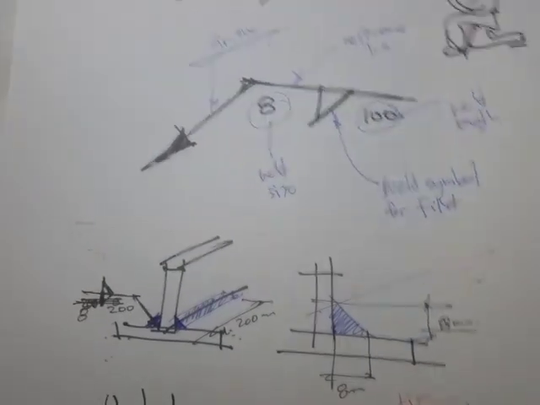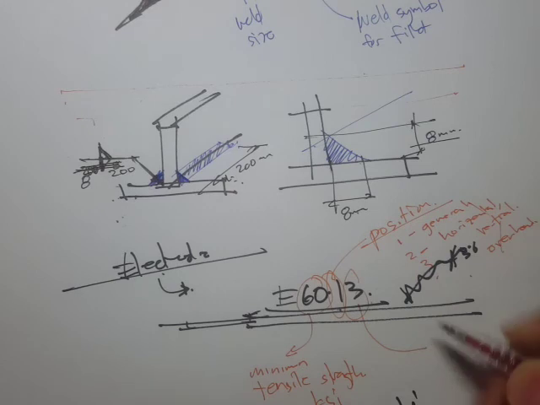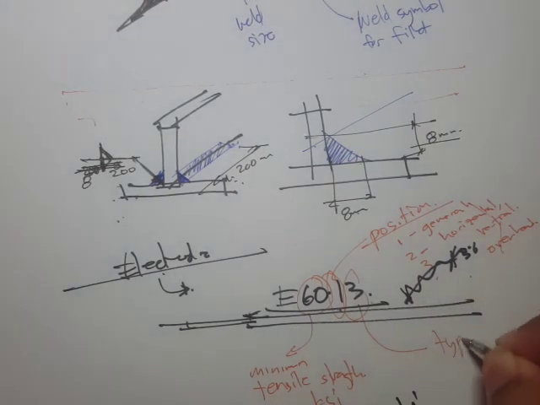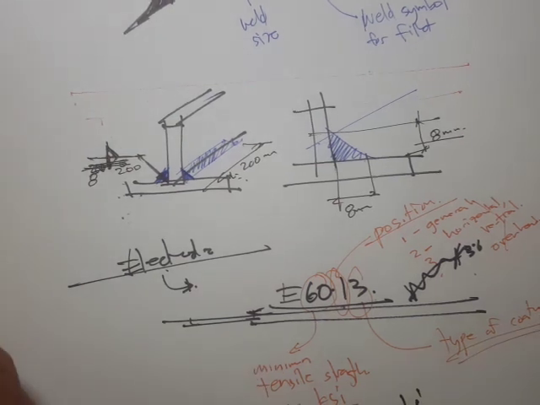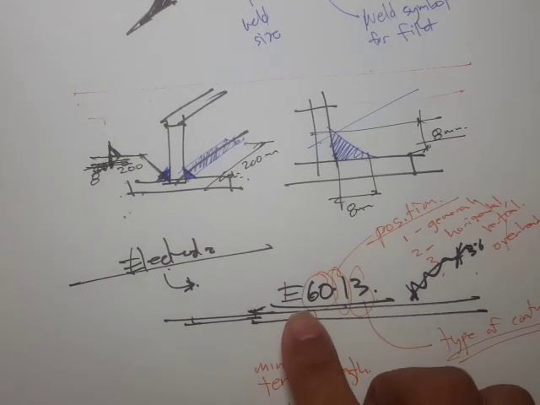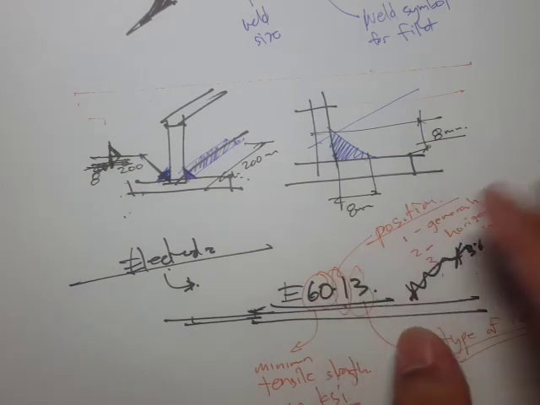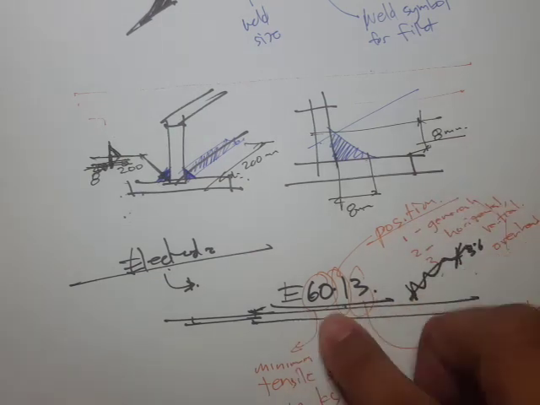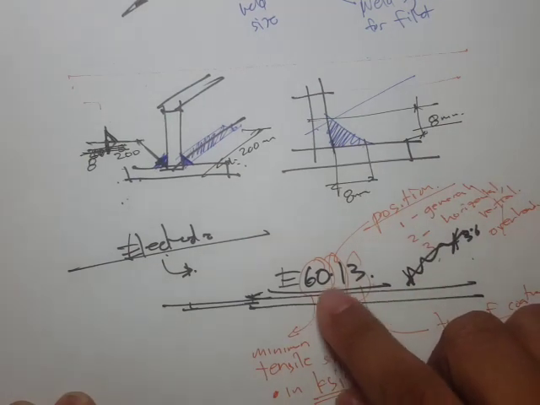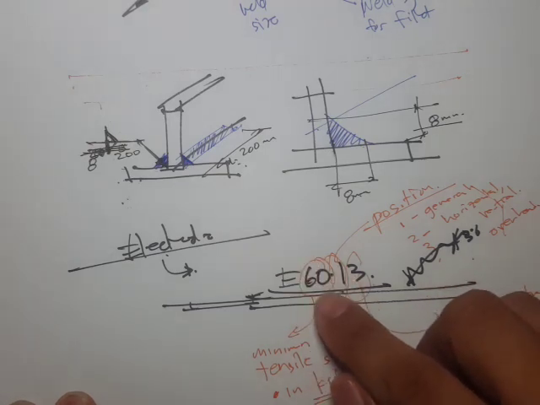Okay, so this last digit refers to the type of coating. So if we have an electrode of, let's say, 70XX, or 7018 for example, then the minimum tensile strength of the joint would be 70 KSI.